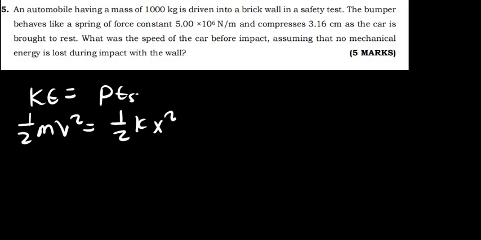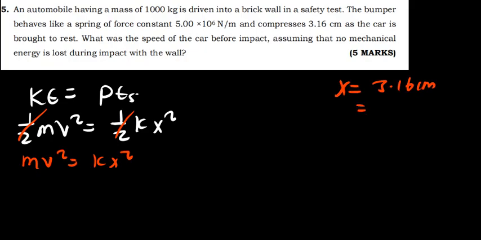Now, I want you to understand one thing again here. Okay? So, I can cancel half and I will end up having mv squared is equal to kx squared. The question is, what was the speed of the car before impact? The way it was moving, what was the speed of the car before it was brought to rest? Now I have all the information. It was compressed. X is now 3.16 centimeters. In meters we divide that by 100. That is my X value.